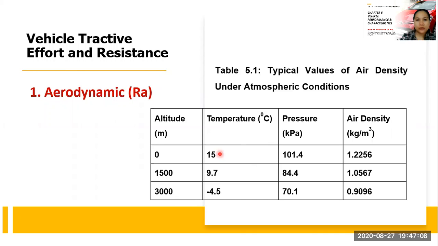And also notice that while the altitude is going up, the higher the altitude, the lower the temperature. For example, Baguio is located at a high altitude area, so it's colder. Okay, and notice these are the corresponding air densities according to the altitude. So as the altitude increases, the air density decreases.